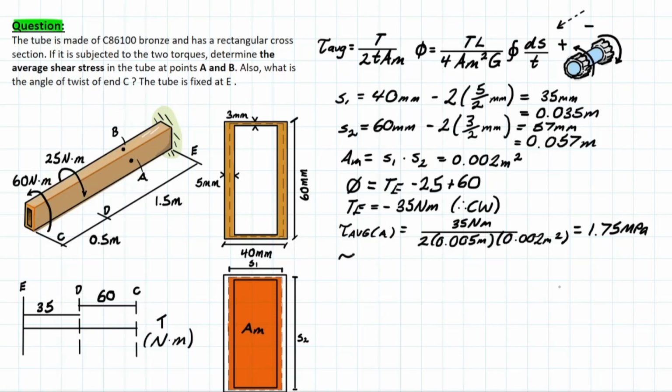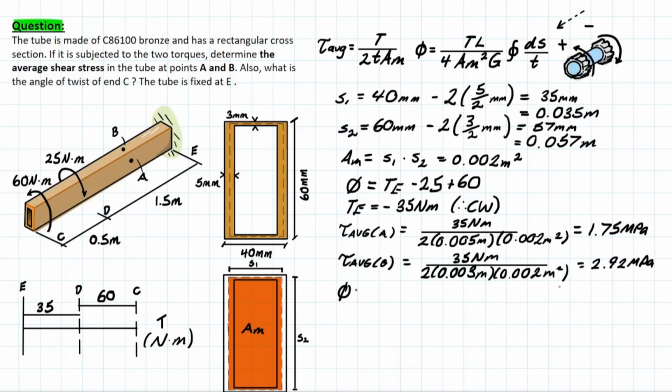And a very similar process is going to happen for the point at B as well. The only difference now, since we're in the same segment, the torque will be the same. The only difference is the thickness, right? We have 0.03 for that top point where B is lying, right? So plugging into this formula once again, we will be left with a value of 2.92 MPa.